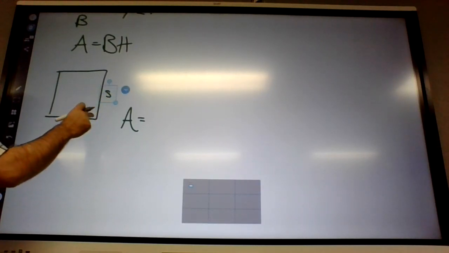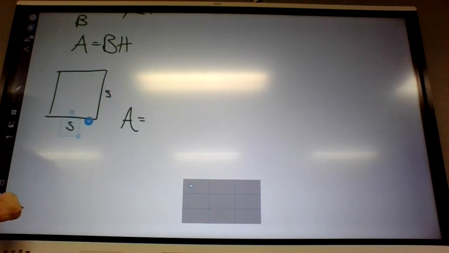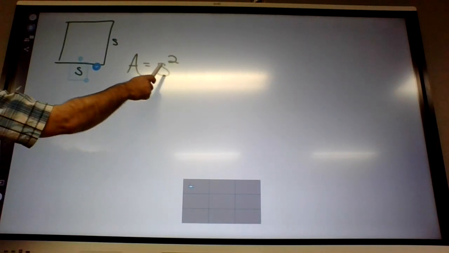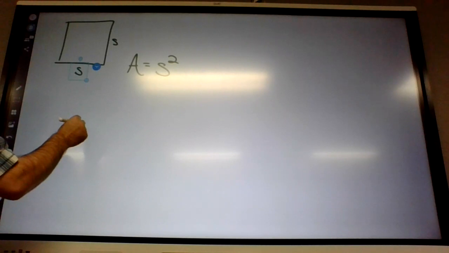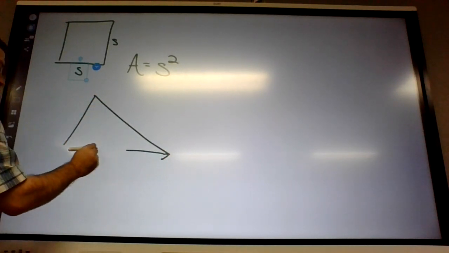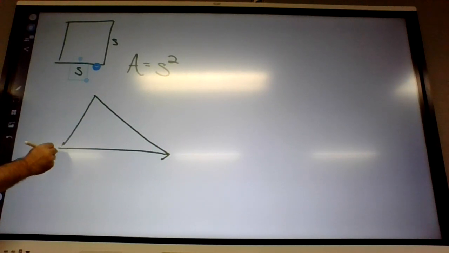So how could I write this? These are S's, not 5's. Side squared. One side times itself would be the area of a square. It is base times height still. It's just, you can write it a little bit differently. S stands for side in this case.